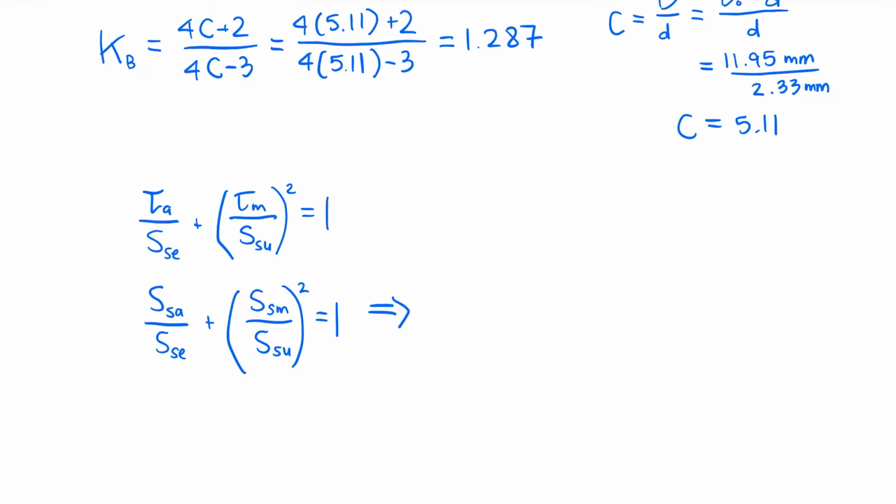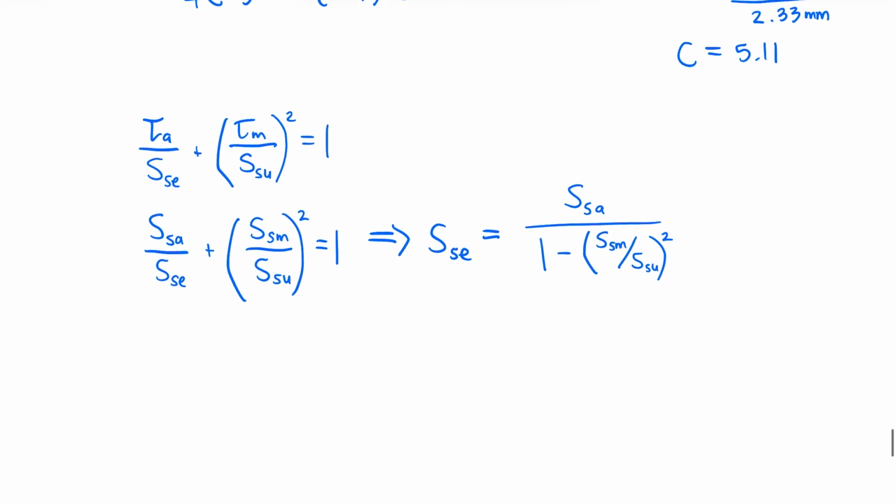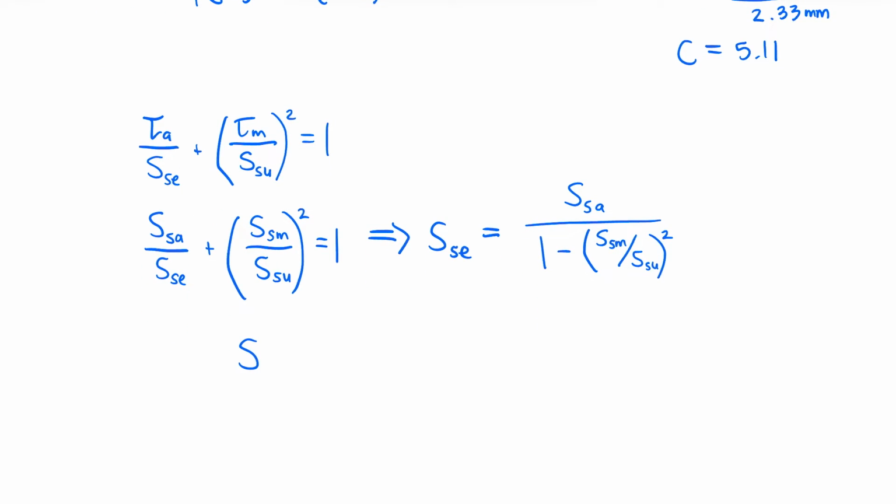And then I can solve this for my shear endurance limit. Doing a little bit of rearranging, we find that this is equal to S sub SA over 1 minus S sub SM divided by S sub SU squared. Okay, so that's my equation to find my shear endurance limit. Now I just need to plug in my Zimmerli data and the torsional modulus of rupture, which I already found.